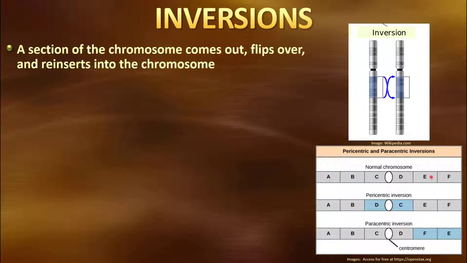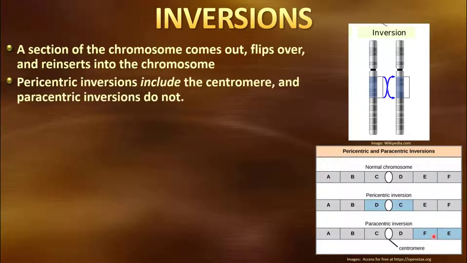Here's a normal chromosome. And now what we've done is we've taken this section, this C and D, we've flipped it over and put it back in. Now instead of B being next to C, B is now next to D. Here we've taken out and reinserted the section E and F. The difference between those two is whether or not the centromere was involved.